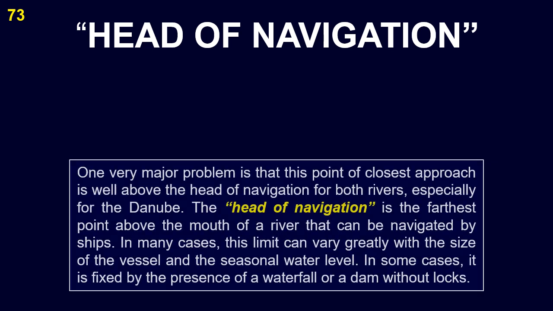One very major problem is that this point of closest approach is well above the head of navigation for both rivers, especially for the Danube. The head of navigation is the farthest point above the mouth of a river that can be navigated by ships. In many cases, this limit can vary greatly with the size of the vessel and the seasonal water level. In some cases, it is fixed by the presence of a waterfall or a dam without locks.